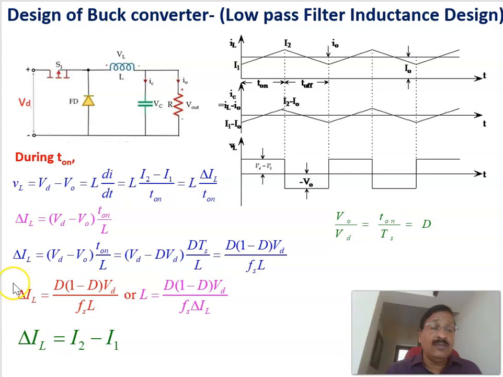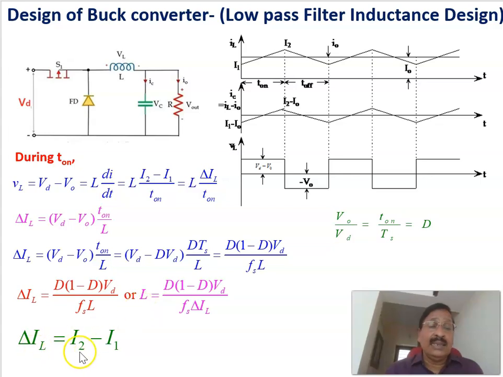Normally in the problem, we'll be given the permissible value of delta L, that is, how much change in inductor current is permitted. Delta IL will be given. Then you can calculate the required inductance, which is given by D into 1 minus D into the input voltage VD divided by the switching frequency Fs into the permitted value of the change in inductor current, or delta IL. Thus we can find the value of the inductance.